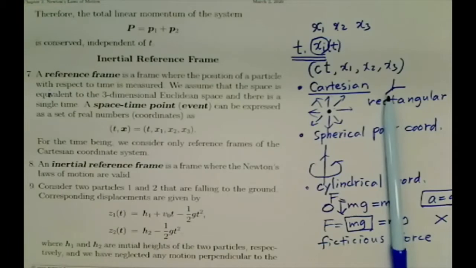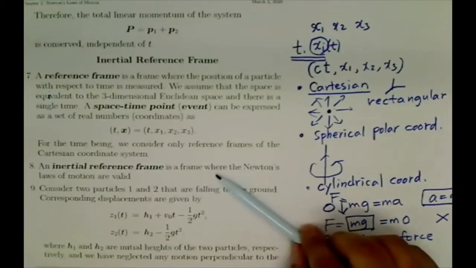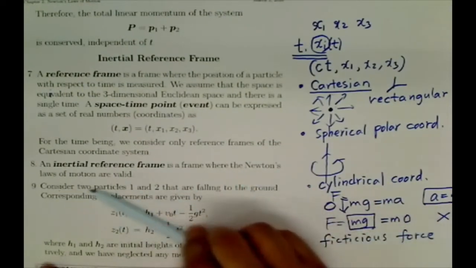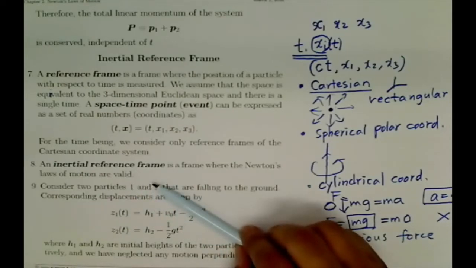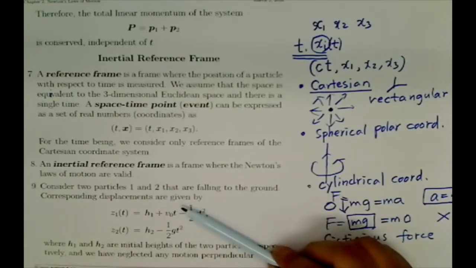We study some counterexample in the following situation. Suppose that we are in an inertial reference frame, and actually the definition of an inertial reference frame is the frame where Newton's laws of motion are valid. So let me show what reference frame is not inertial. That means Newton's law of motion is not well described in some frame.